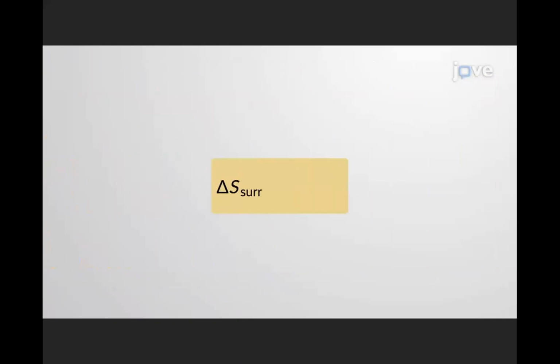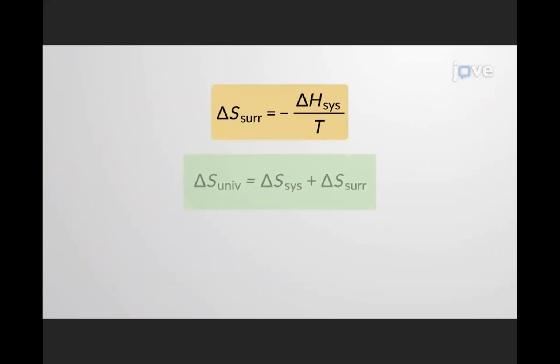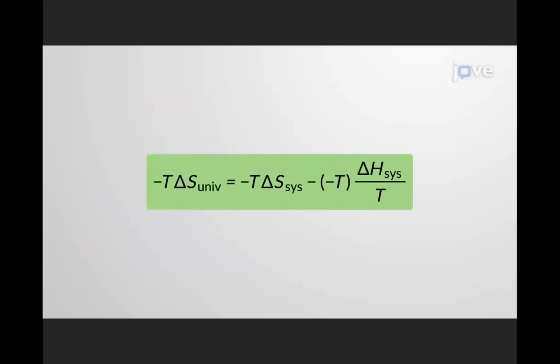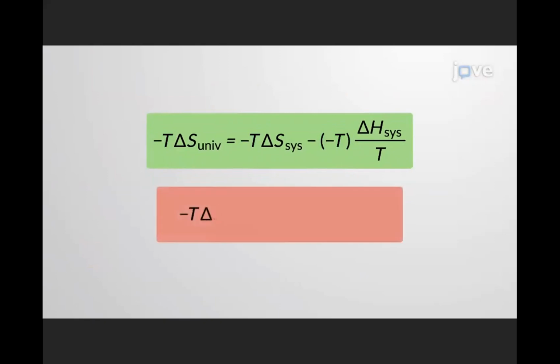Recall that under constant pressure and temperature conditions, the delta S of the surroundings is equal to the negative delta H of the system divided by the temperature T. This term can be substituted into the equation representing the second law. When both sides are multiplied by negative T, the equation now becomes negative T times the delta S of the universe is equal to the delta H of the system minus T times the delta S of the system.